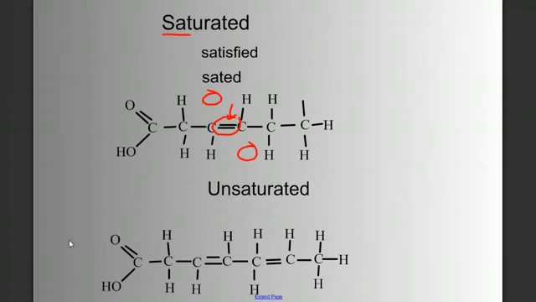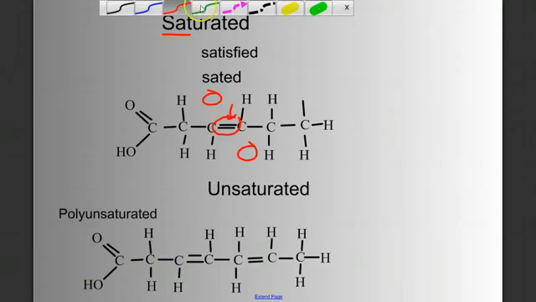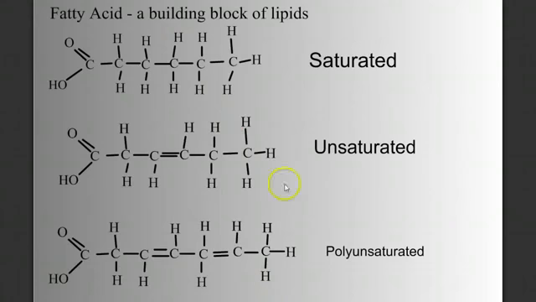And here I brought over another fatty acid, and you can see we could call this one polyunsaturated because it has more than one double bond. It has a double bond here and here, so it's really not full. So polyunsaturated. So here we can see some simple fatty acids and the difference between saturated, unsaturated, and polyunsaturated.